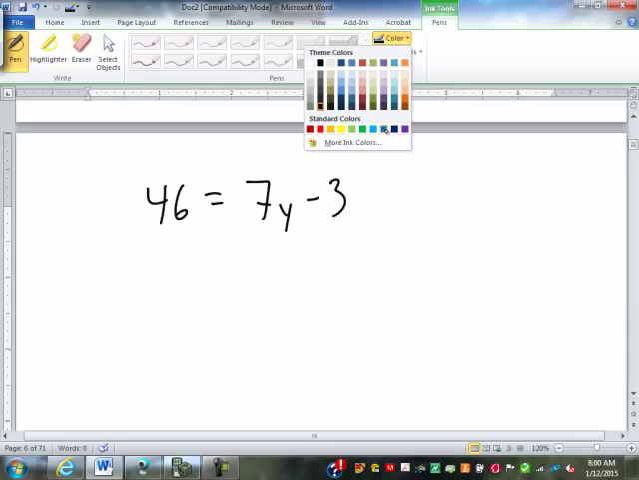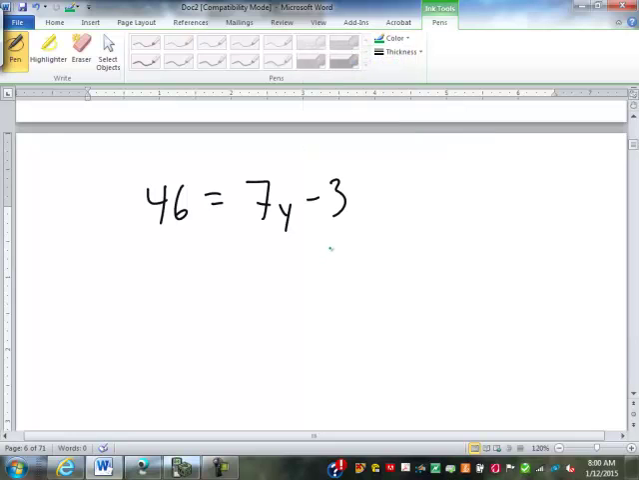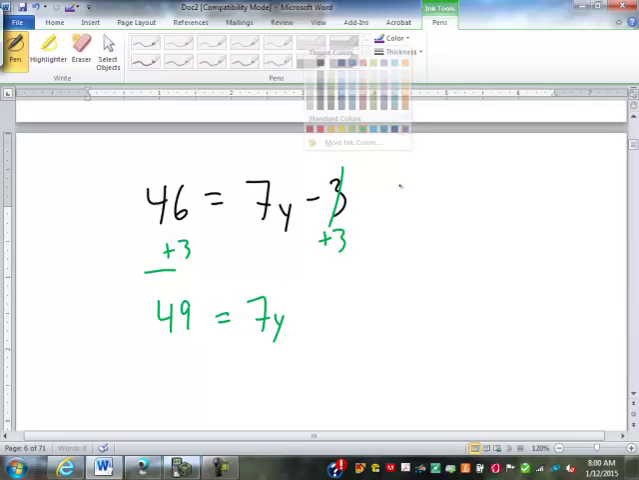Tell me what to do here. Add 3, very good. Making sure we add 3 to the other side of the equal sign as well. 46 and 3 make 49 equals 7y. And then we just divide by 7.